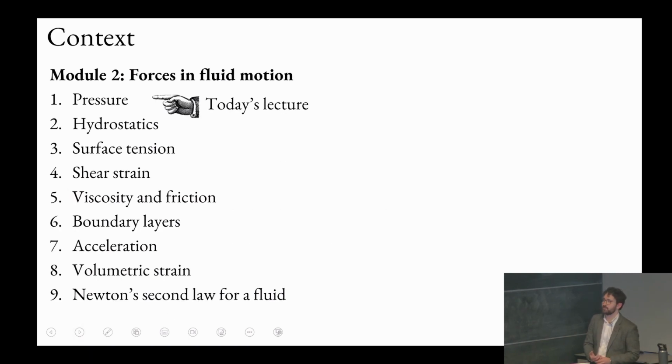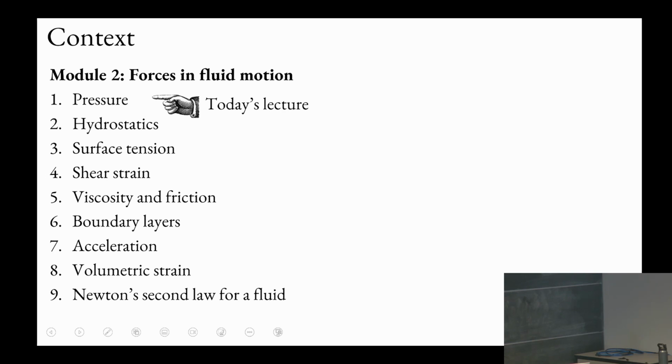So Module 2 is about forces in fluid motion. So today's lecture is going to be about pressure, and then we're going to go into hydrostatics for roughly a week. So that's going to be a few lectures. These are all different, basically, forces that we have to account for in F equals ma for a fluid. So surface tension and viscosity, frictional effects. Those frictional effects produce things like boundary layers. So we'll spend a lecture talking about what boundary layers are.